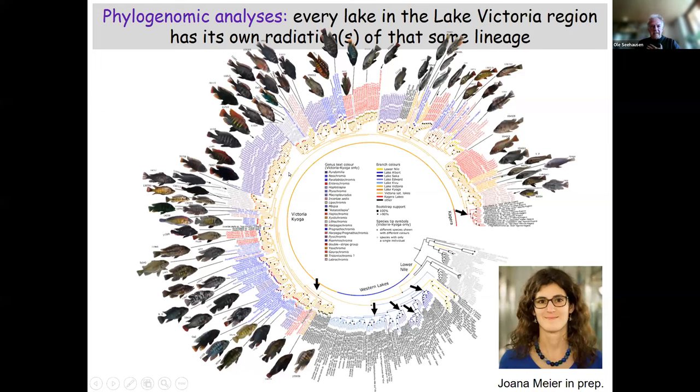Orange branches are all in Lake Victoria, light blue is Lake Edward, darker blues are Lake Kivu and Lake Saka, and this red is Lake Kagera. I'm just pointing you to the monophyly of each of these radiations except one. Edward and Kivu are mixed, but within each of Edward and Kivu, there's a radiation. And all the others are strictly monophyletic radiations, especially this huge one, Lake Victoria. So really these radiations have happened repeatedly, predictably in this one lineage.